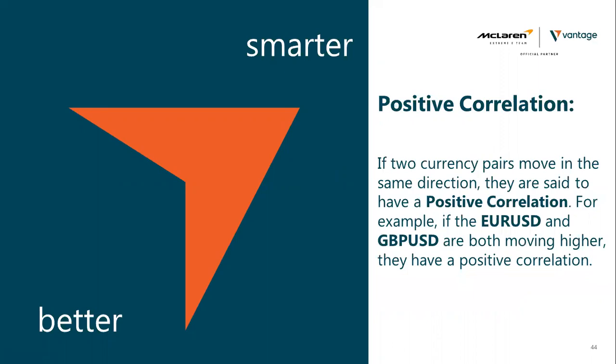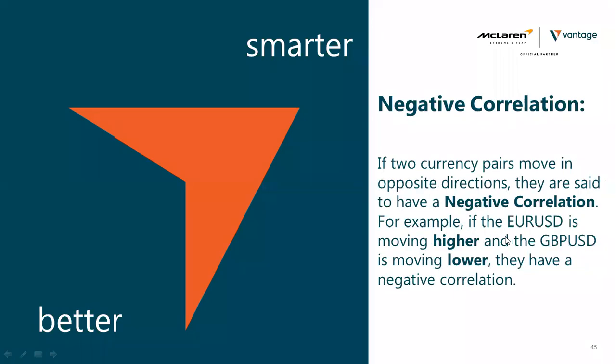So, positive correlation. If two currency pairs move in the same direction, they are said to have positive correlation. For example, if Euro USD and GBP USD are both moving higher at the same time, they have a positive correlation. So you see, it's very simple. If pairs are moving in the same direction, they have a positive correlation. Okay?